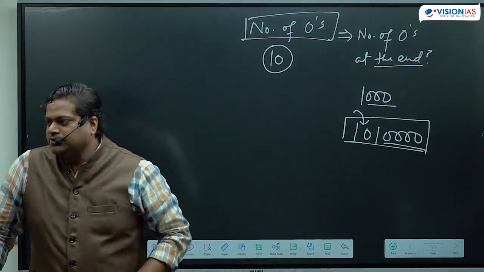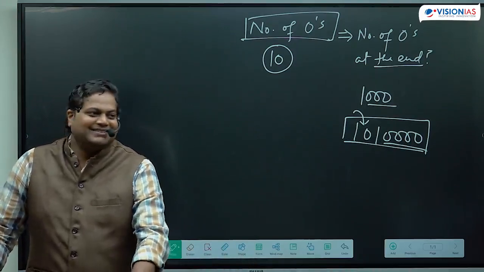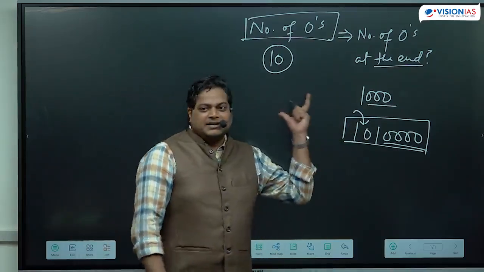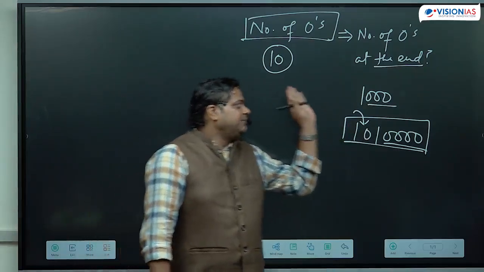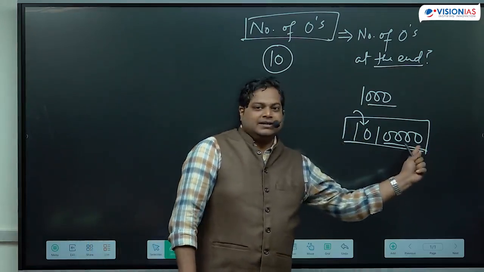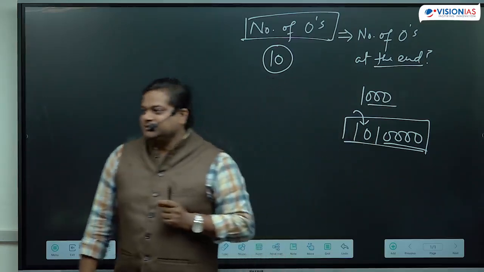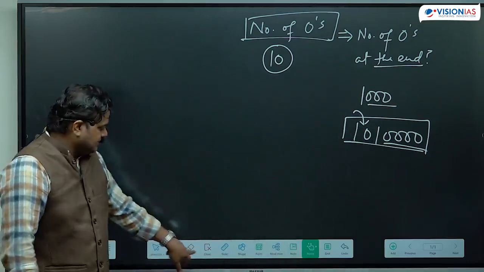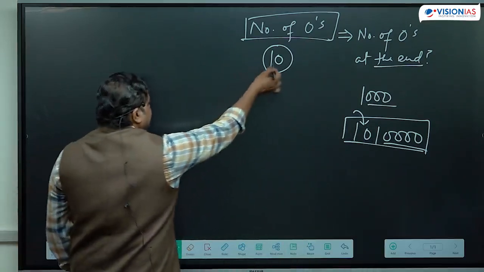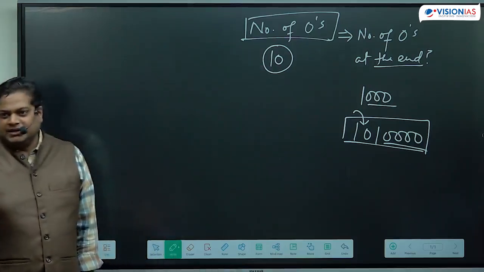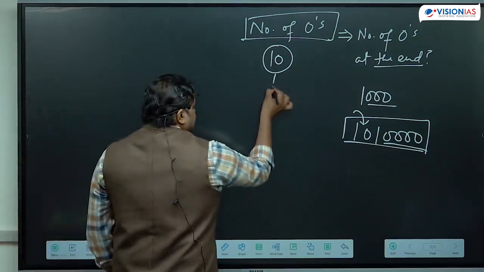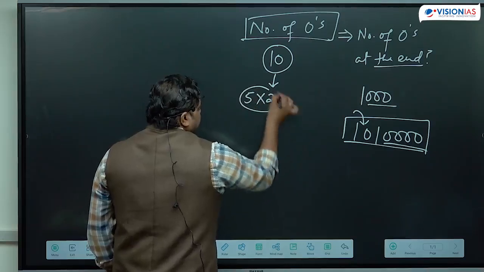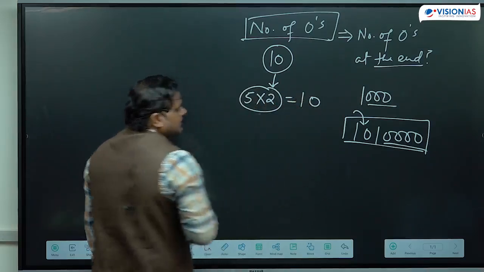But they are not going to ask questions this way, right? Whatever question they are asking, we need to think about that number, how we can write it this way. Then only we can count these zeros. Okay. So if I write 10, we are getting 1 0 at the end. We can take the factors of 10. How can we get this 10? 5 into 2, we are getting 10.